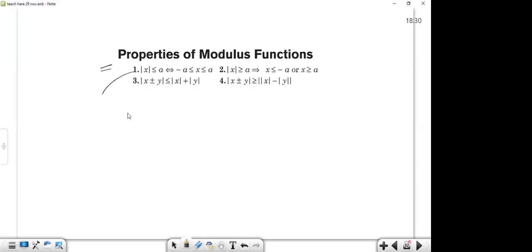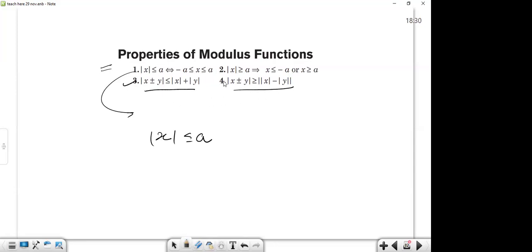Properties of modulus function. Simple. If modulus of x is less than a, it means that the x values are lying between minus a and a. And if modulus of x is more than a, then x is going to be less than minus of a or more than a. And this is the triangle inequality.